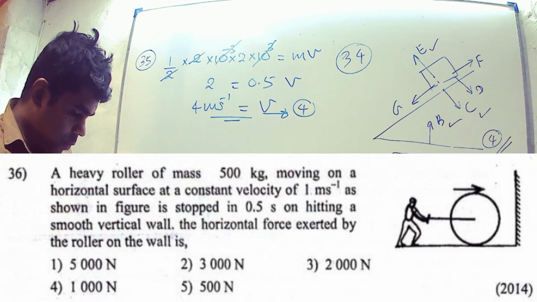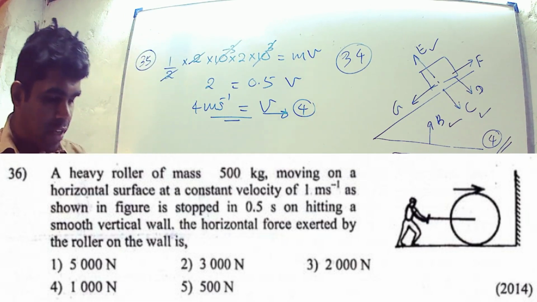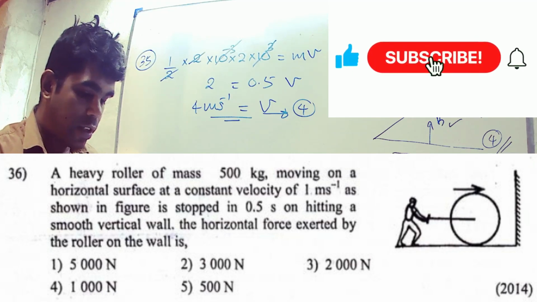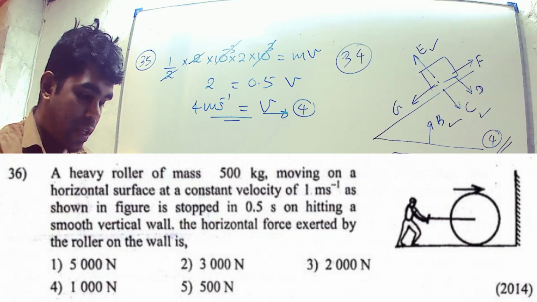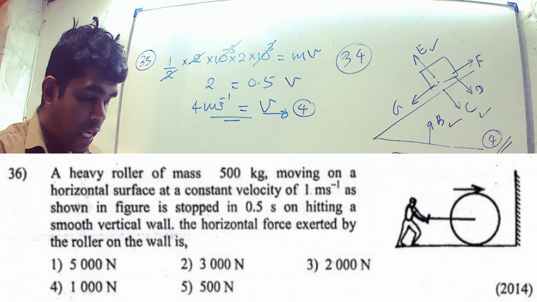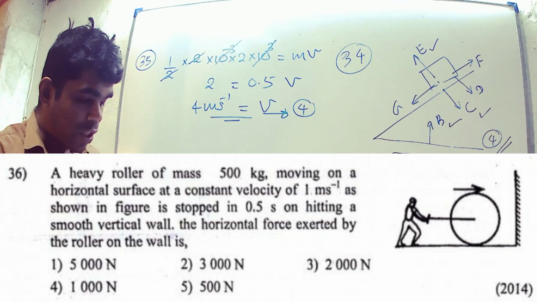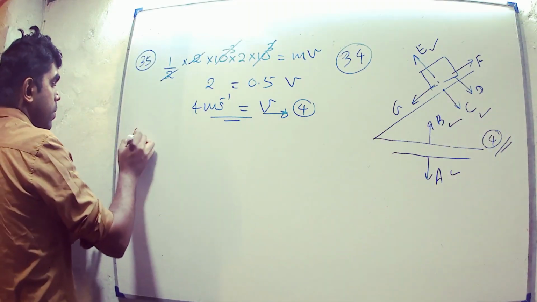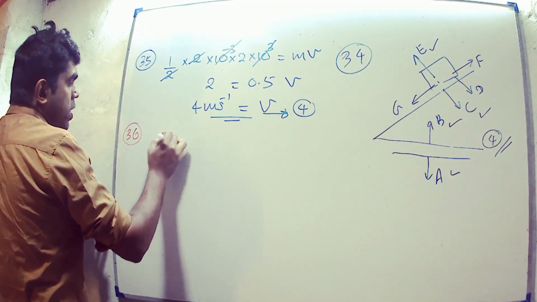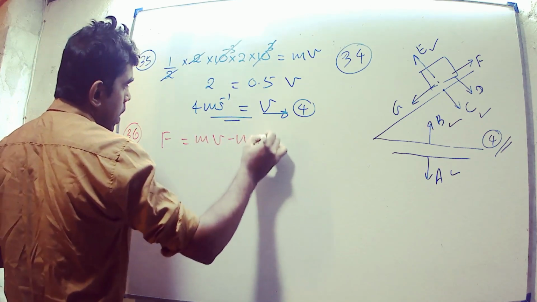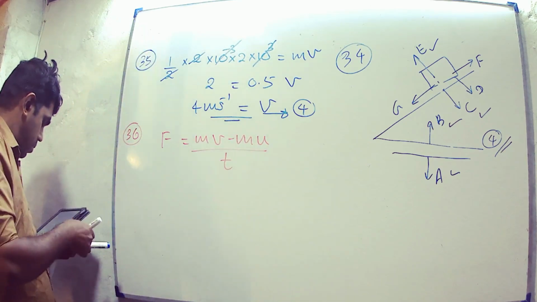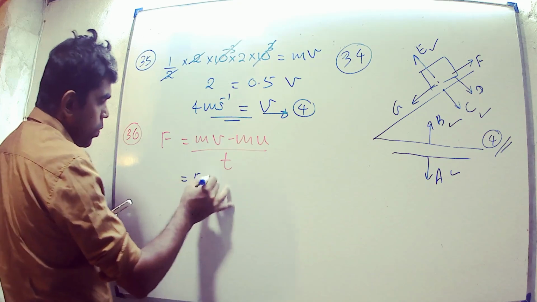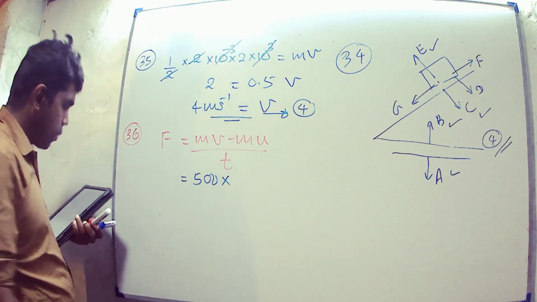A heavy roller of mass 500 kilogram moving on a horizontal surface at constant velocity 1 meter per second, as shown in the figure, is stopped in 0.5 seconds on hitting a smooth wall. The horizontal force exerted by the roller on the wall is? Force is the rate of change of momentum, mv minus mu over time. We have to find force: mass 500 into velocity 1.